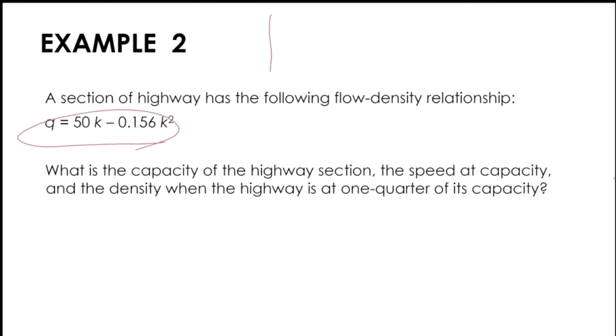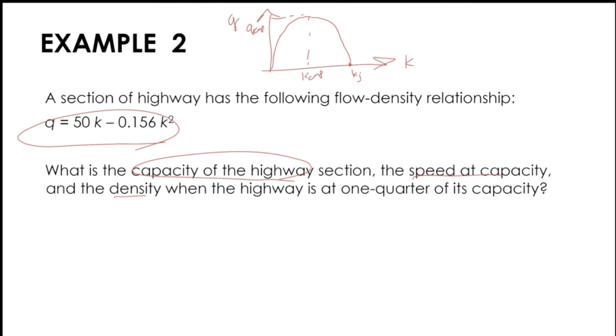So if I draw the traffic flow fundamental diagram, I have K here, I have Q here. I have a parabolic curve here. I have Kj, the jam density, I have capacity here, I have K at capacity, etc. So the question is asking us, what is the capacity of the highway section? What is the speed at capacity? What is the density when the highway is at 1/4 of its capacity?